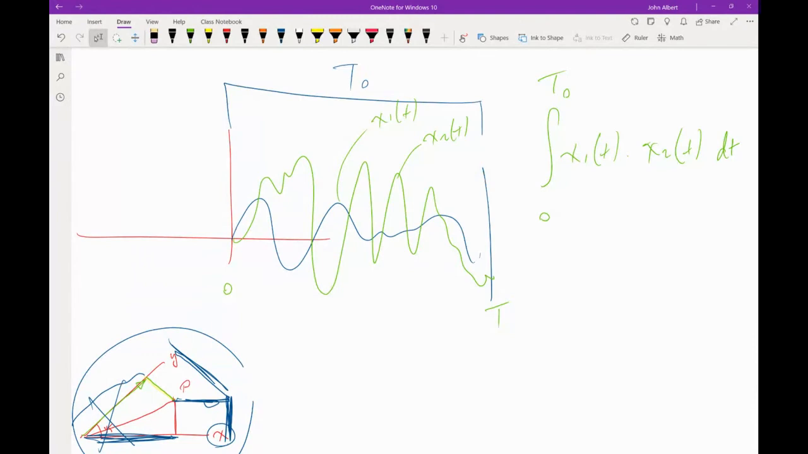This is not that different from the concept of vectors. Vectors, if you project one of them along the direction of the other one and you get 0, we say that they are perpendicular to each other or orthogonal to each other. Orthogonal and perpendicular mean exactly the same.